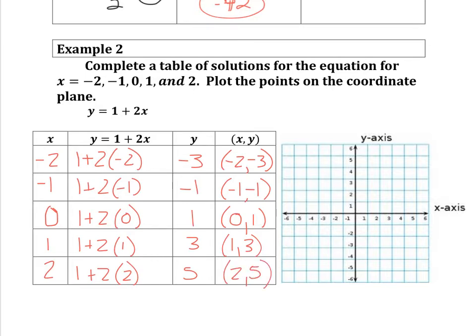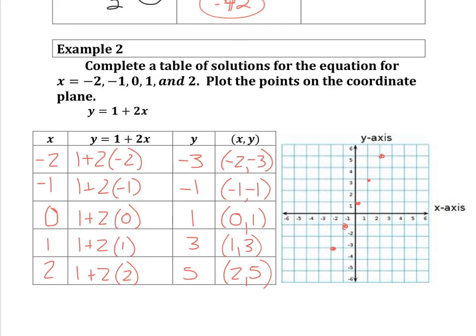If you did this correctly, it should be a straight line. You are graphing a line. So if we did this correctly, these points should line up straight. Negative 2, negative 3, negative 1, negative 1, 0, 1. This is looking good, guys. 1, 3, and then 2, 5. Are those in a nice row? They are, so that means we did it correctly.